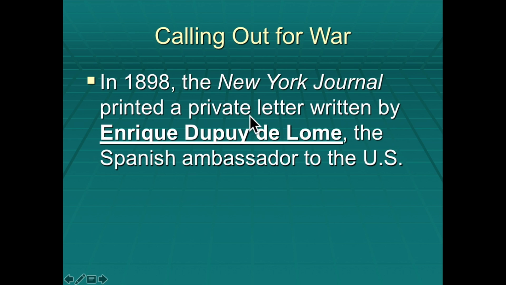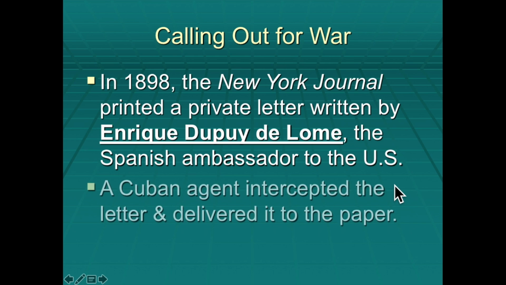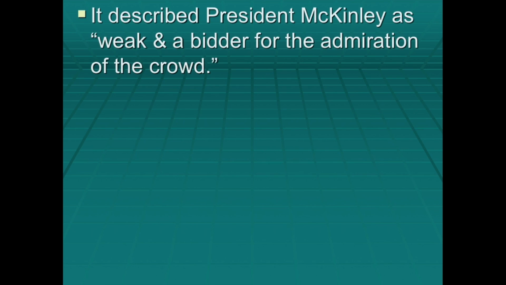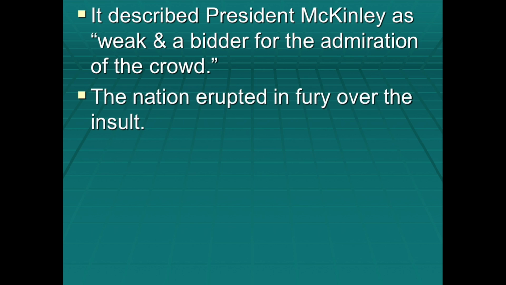Basically, they got a private letter and they put it in the paper. A Cuban agent intercepted the letter and delivered it to the paper. So basically, you see where the motives go. I always look for the motives. So he's a Spanish ambassador, and one of these rebels got that letter and had it put in the press. The letter described President McKinley as weak and a bidder for the admiration of the crowd. Huh. The nation erupted in a fury over the insult.